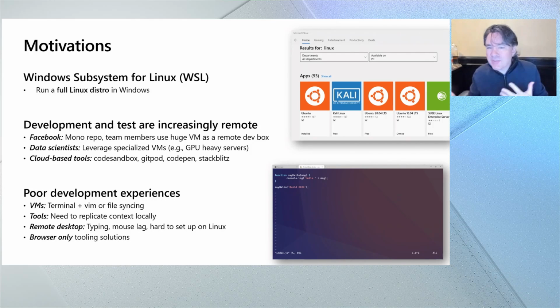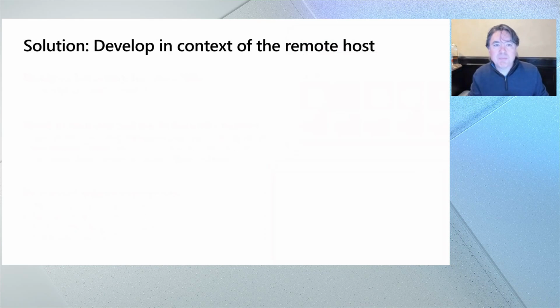But throughout all of those, it's really not that great a development experience. If you're SSHing into a box, you're usually using terminal and Vim, which works, but it's not great. Remote desktop has been around for a while on Windows, hard to set up on Linux, and it can be a little bit laggy. If you do have tools that work against a remote machine, you have to recreate the entire environment locally in order to have that experience that you expect, but that kind of defeats the whole purpose of working remotely. And then browser-based tools are just that. They're browser-based tools only, which means you have to move everything to the cloud or stay on the desktop. So we thought with Visual Studio Code, we could do a little bit better.